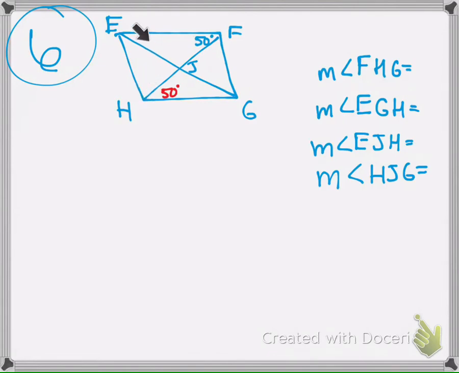This guy and this guy, this guy and this guy. But they also make right angles. And they bisect the angles. So if this angle is 50, what is this angle? 50. And, hold on, alternate interiors are congruent. So now we have this guy's 50 as well.